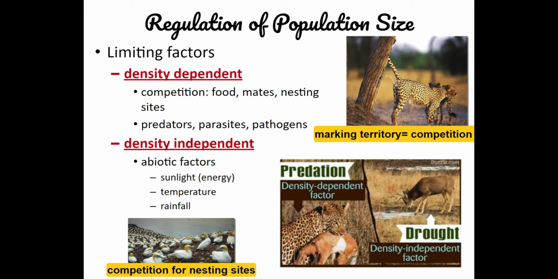So for density dependent, it's going to matter whether you have 5 lions or if you have 10 lions. As for density independent, it doesn't matter if there's 5 lions or 10 lions, you're going to get the same amount of sunlight, the rain's still going to happen, and the temperature is going to be what the temperature is going to be.